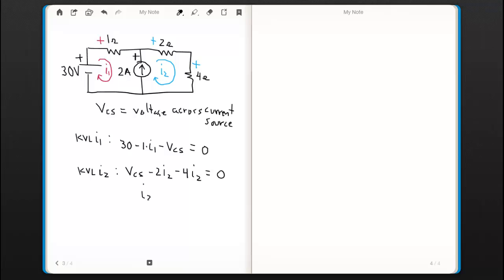Okay, I2 minus I1 is equal to 2 amps. So now you have your three equations and your three unknowns, and you can go ahead and solve.